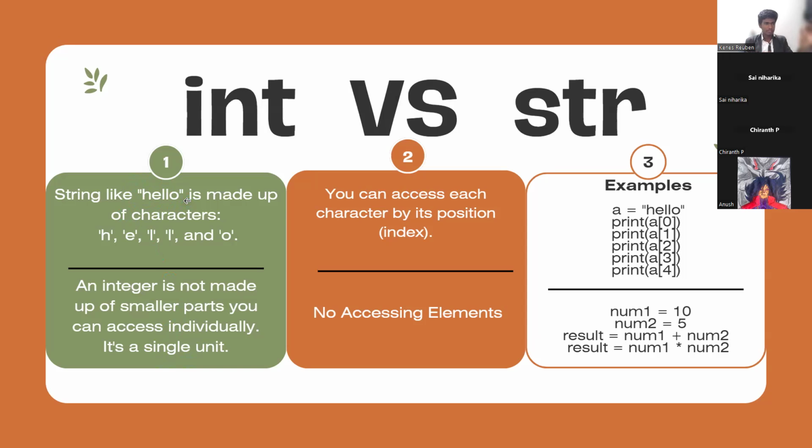So you have an H, you have E, you have L, L, and O. These are separate. You can access them separately also. Like last time I told how you can print it, right? So you can print even single letters of that. I'll explain that also later on in this class. But integers are not like that. Integers, if you put 40, it is not 4 and 0.